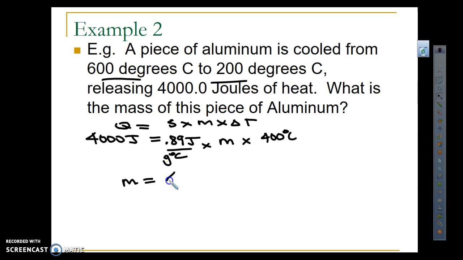So to find the mass, we're just going to have to go 4,000 divided by 0.89 times 400. And definitely make sure that you put brackets around that, otherwise it does not work. Okay, so the mass must be 11.2 grams.